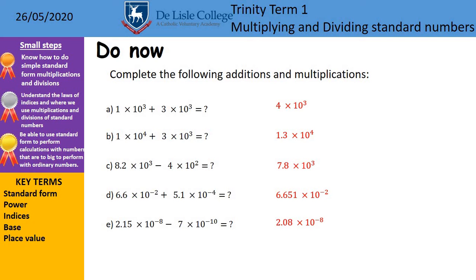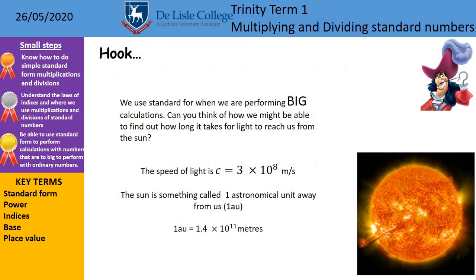So, what we're going to look at today then is the hook. We use, as we know, standard form when we're dealing with big numbers in calculations. If you think about how we might be able to find out how long it takes light to reach us from the sun. The speed of light is often referred to as c. Think about the famous equation that you may have heard of, E equals mc squared. The c in that is actually the speed of light. E is energy and m is mass.